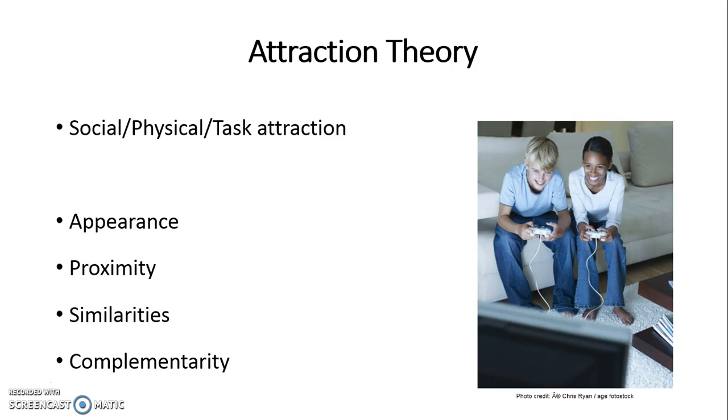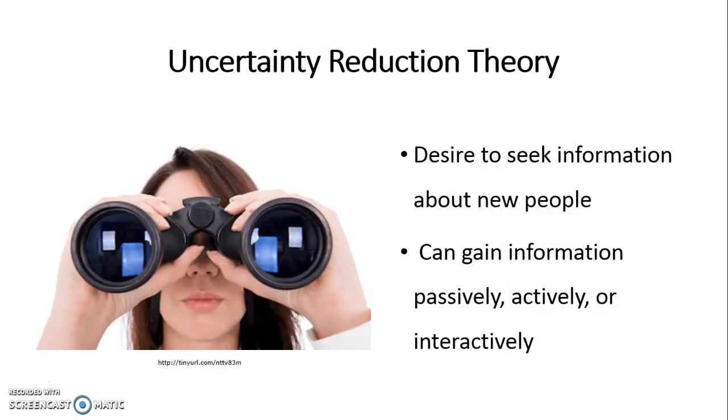Now, not only is there attraction theory, but we also have uncertainty reduction theory. With this theory, we desire to reduce the uncertainty that we have around new people. We want to know more about who they are. Think about the coworker that you know you're going to have a lot of long work shifts with. You're probably going to start talking and have small talk to get to know more about them, to see if you click or to see if you clash.